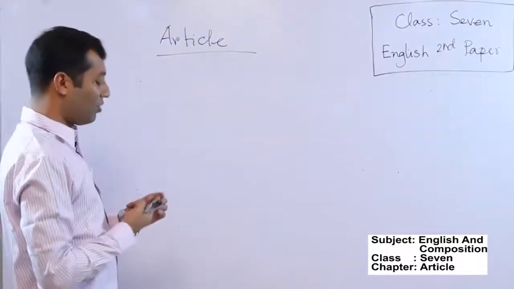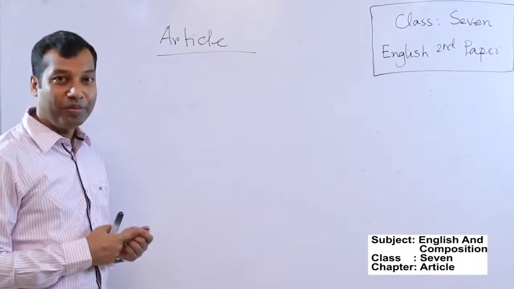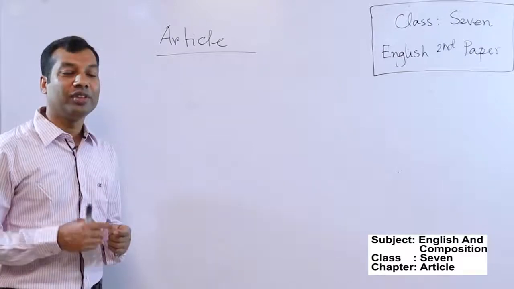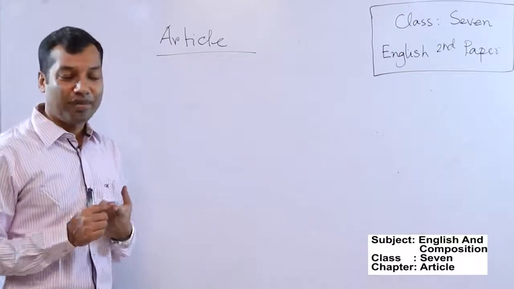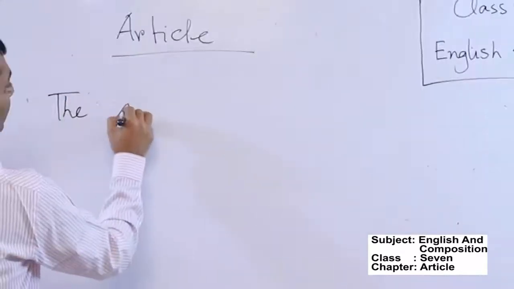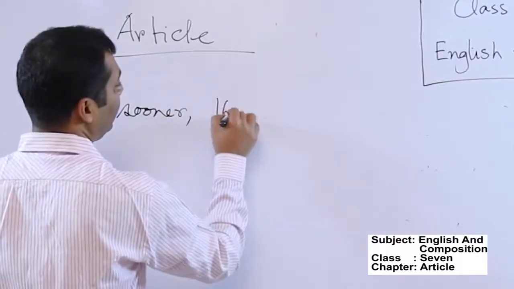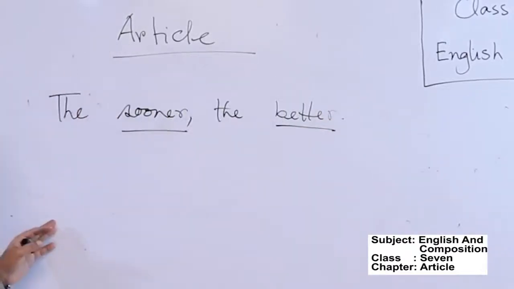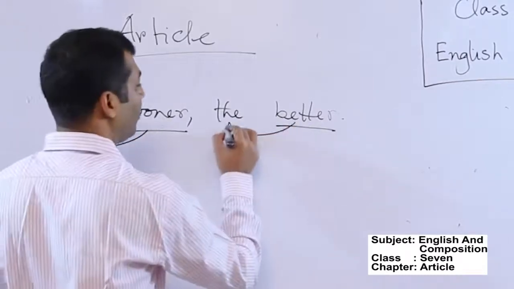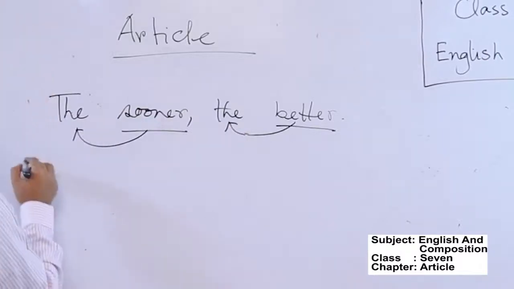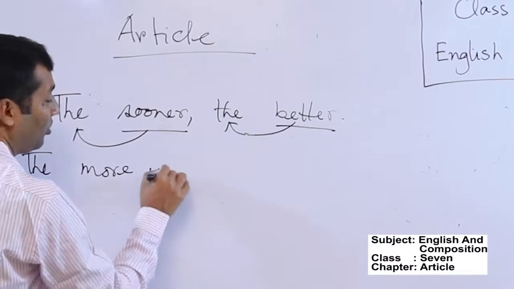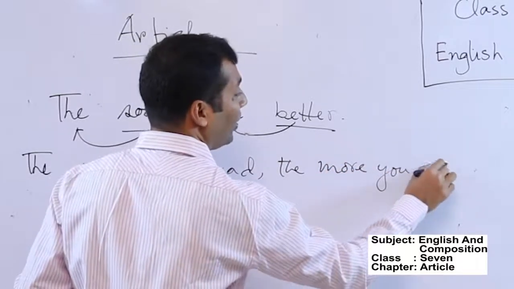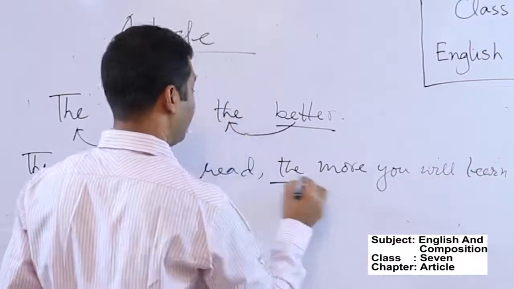As an adverb with comparatives, we know that comparative degrees do not take any article, even a, an, or the. But sometimes, if the adverbs are used as comparatives, they must take the article the before them. For example, the sooner the better. Basically, the comparative form doesn't take any article, but if they are used comparatively in a sentence, they must take the article the before them. You know, there is a common proverb: the more you read, the more you will learn.